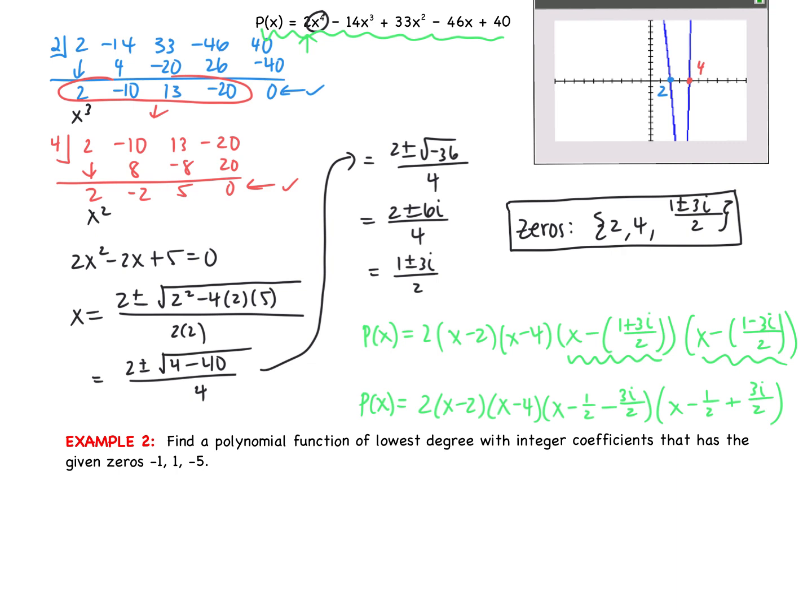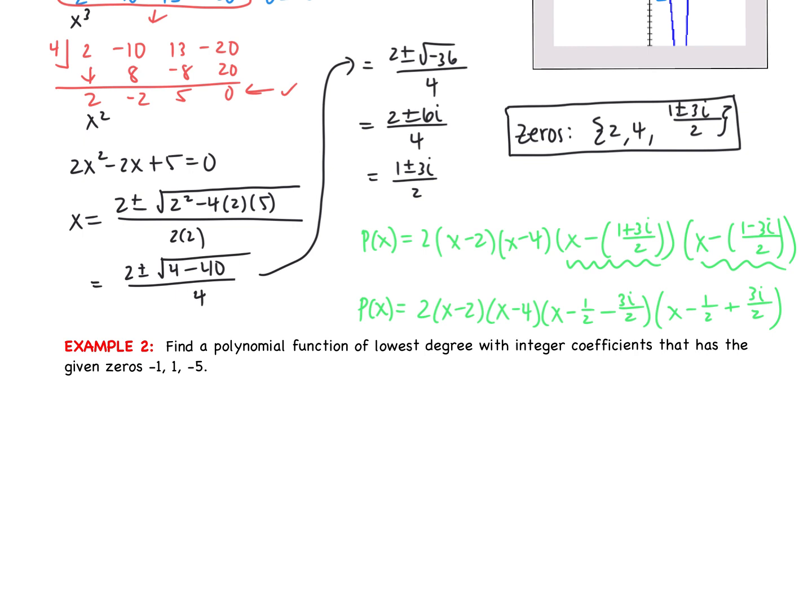Any questions before we look at the last example together? No? Okay, last example we've done before. Very quickly, let's get this last one done and then you all will take a break. Find a polynomial function of lowest degree with integer coefficients that has the given zeros. Okay, we've already done this before. Here's how we started. There's a 0 at x equals -1, and another one at x equals 1. And the last one is at x equals -5.